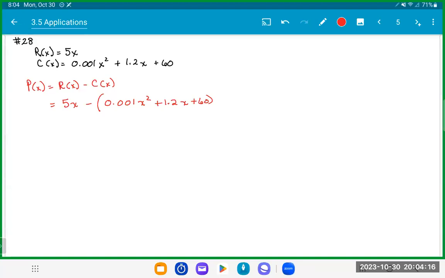Okay. And so when we simplify this out, it's negative 0.001x squared plus 3.8x, because we have the positive 5x minus 1.2x, we get 3.8x, and then minus 60 because we're distributing that negative there.